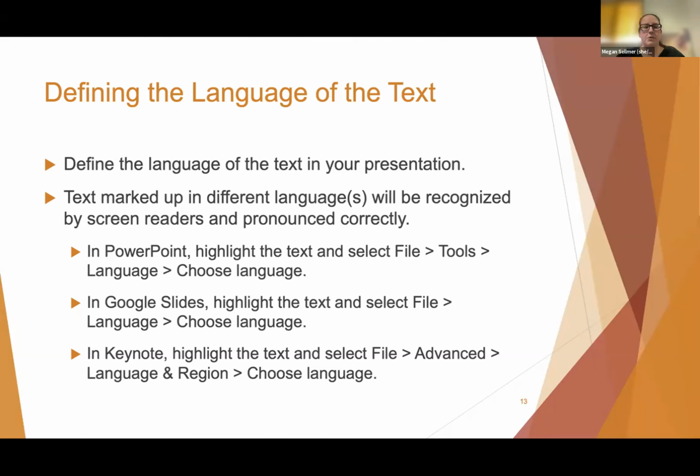So you can mark up your language in PowerPoint and Google Slides quite easily by selecting text. In PowerPoint, you just highlight the text, go under File, Tools, Language, and then choose the language of that chunk of text that you've highlighted. In Google Slides, you highlight the text and select File, Language, and choose the language of the text. In Keynote, you can't mark up the language of a specific chunk of text. You can change the language of the full presentation. So if you're presenting in a different language, French, for example, but it's set to English, you can change the language of the presentation by going File, Advanced, Language Region, and then choosing that language.